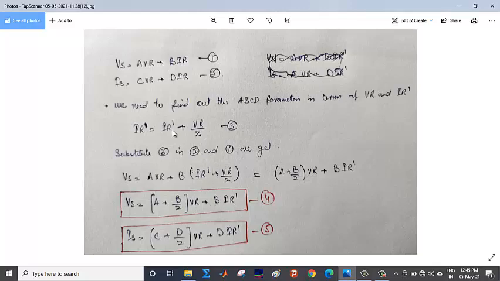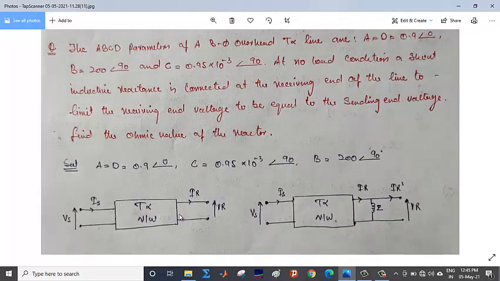Similarly, when I put this IR, which is equal to IR dash plus VR by Z, at this point, I will get IS is equal to C plus D by Z into VR plus D into IR dash. So these are the modified ABCD parameter equations. Now A will not be equal to simply A for this IR dash for the new transmission system. A will be equal to A plus B by Z. Now the condition is we need to design it in such a way that the receiving end voltage should be equal to the sending end voltage.